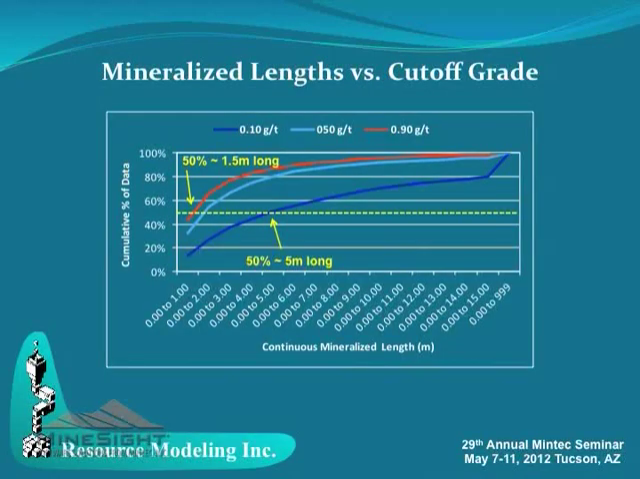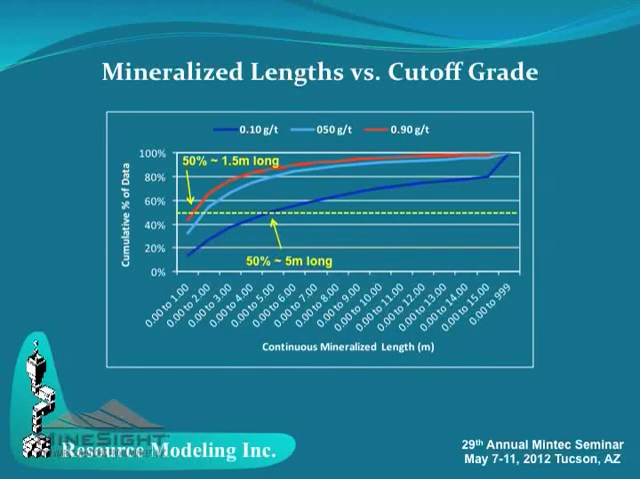If we just look at this cumulative length for 3 different cutoff grades, we can see that at a lower cutoff grade, 0.1 grams in this case, 50% of our 0.1 gram mineralization is up to 5 meters in continuous mineralized lengths. And at a higher cutoff grade, 0.9 grams, half of our mineralization is in the order of 1.5 meters. So you can see the distribution of these grades.